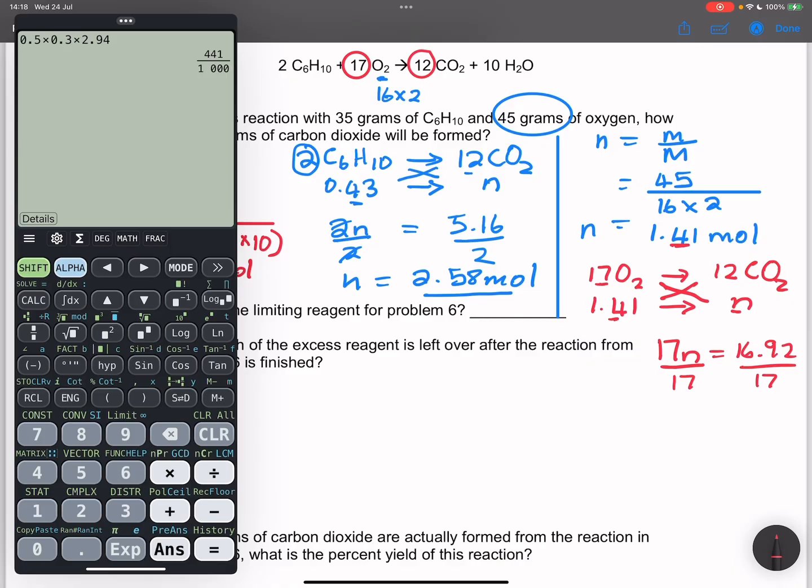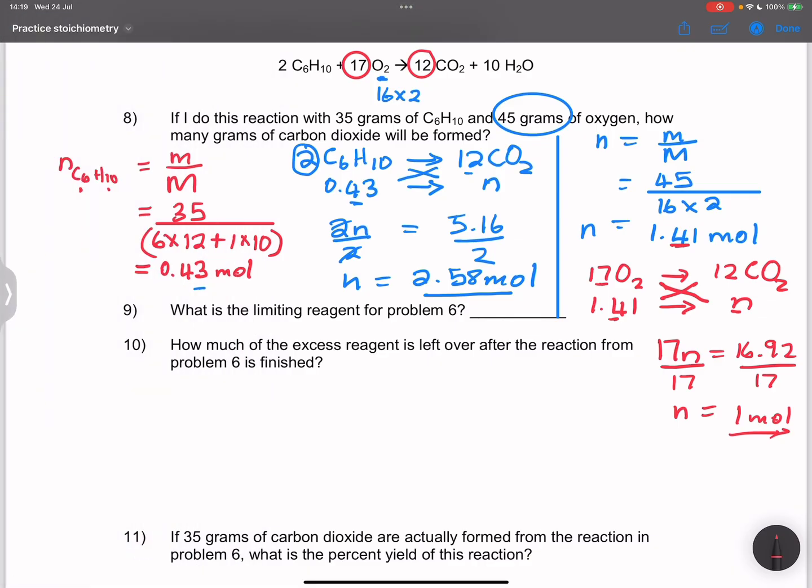Okay, so that's 16.92 divided by 17. And this gives us the number of moles of carbon dioxide that would form, which is 0.9, well, let's just say 1. So we would actually get 1 mole. Now, guys, I want you to please listen very carefully.